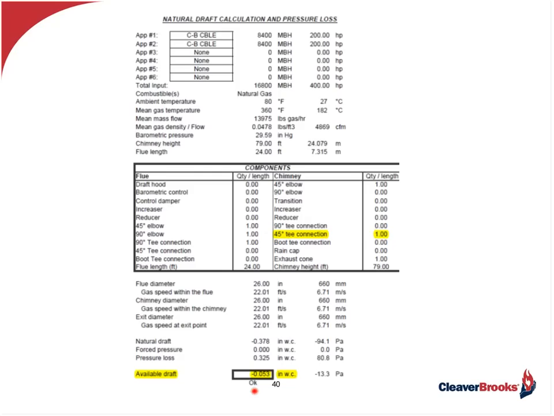This 45-degree Y offers a more laminar flow to the exhaust gas, whether one or both of the boilers are operating.